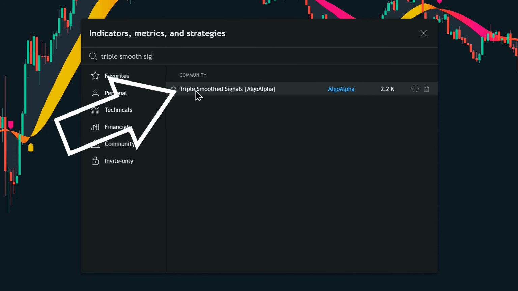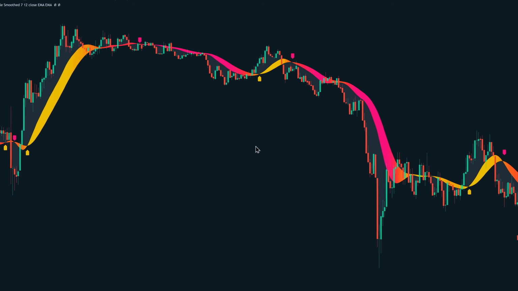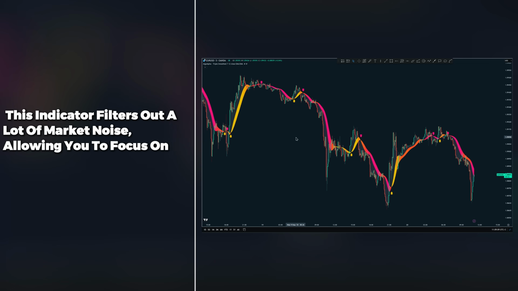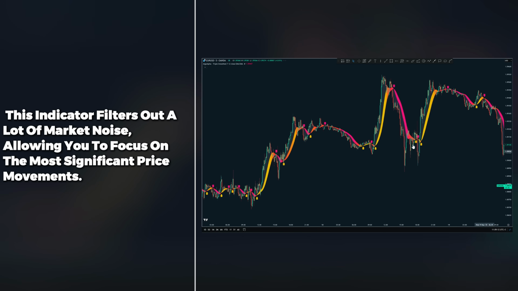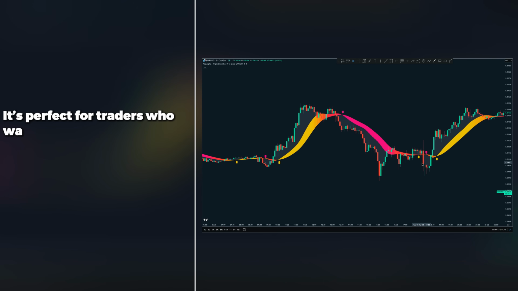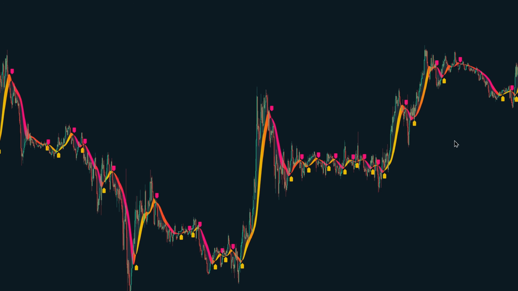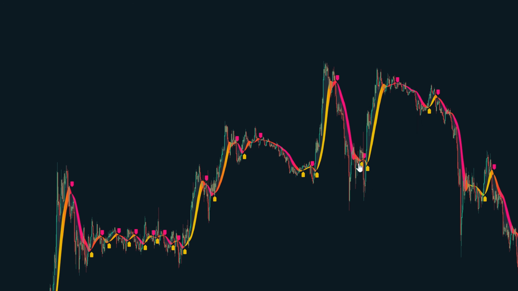By applying triple smoothing techniques to your chosen data source, this indicator filters out a lot of market noise, allowing you to focus on the most significant price movements. It's perfect for traders who want to enhance their technical analysis and gain an edge in the markets. Now, let's talk about the components of this indicator.